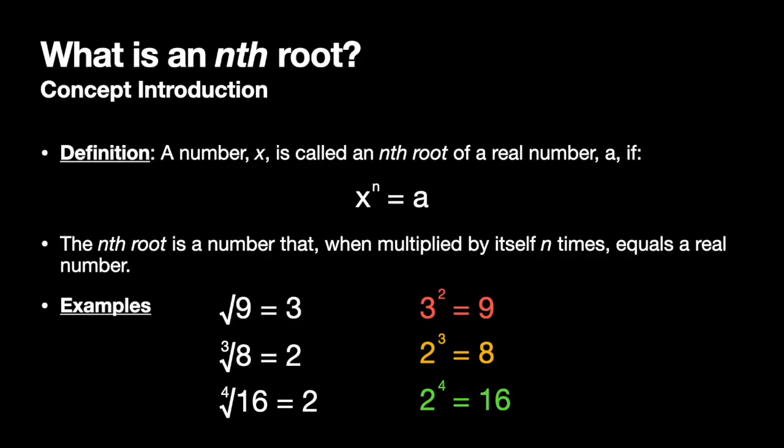So, for example, we can represent the square root of 9, the cube root of 8, and the fourth root of 16 as nth roots, where the square root of 9 is equal to 3, the cube root of 8 is equal to 2, and the fourth root of 16 is equal to 2. And on the right side, we can see that 3 is the nth root of 9, where n equals 2. So 3 is the second root of 9. 2 is the third root of 8, and 2 is the fourth root of 16.